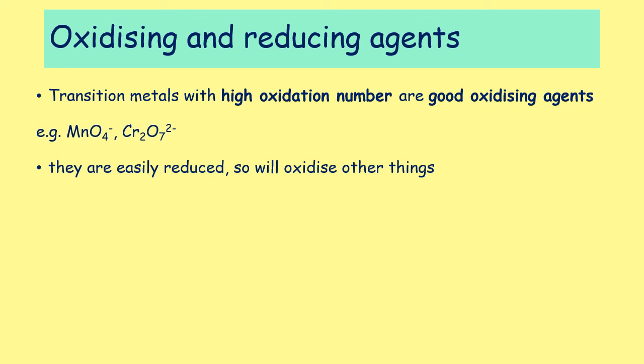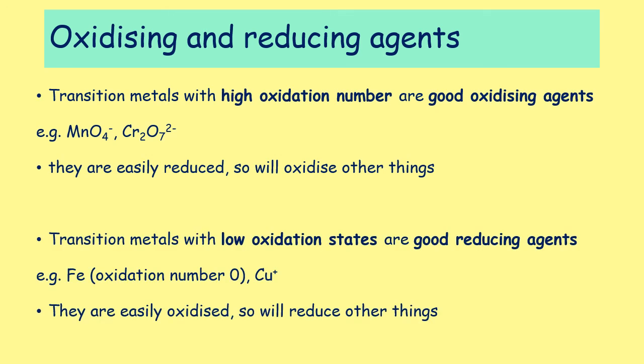You can see near the bottom, which we know are the good oxidizing agents, we can see that dichromate and permanganate are near the bottom. The reason they're near the bottom is because they have high oxidation number and they are easily reduced because they are so oxidized. So they will easily be reduced and as a consequence oxidize other things. Now you can probably imagine that if having a high oxidation number makes you a good oxidizing agent, having a low oxidation number will make you a good reducing agent.